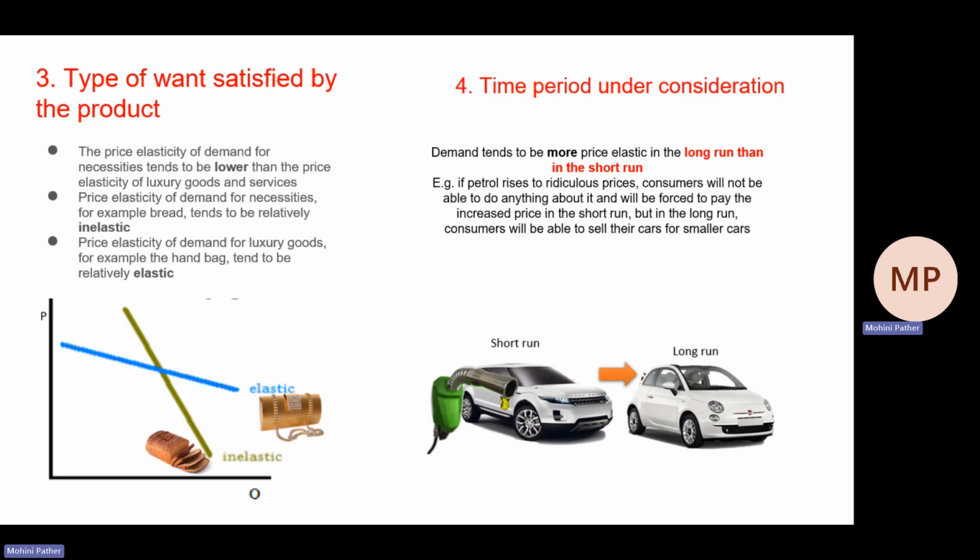The time period under consideration. Demand tends to be more price elastic in the long run than in the short run. So if you are considering petrol prices and petrol prices keep rising because of these random supply shocks in the economy, consumers will not be able to do anything about it and they'll be forced to pay the increased price in the short run. But in the long run, a lot of people will start looking at alternatives like perhaps either buying smaller cars or even electric cars. So it's always time consideration.